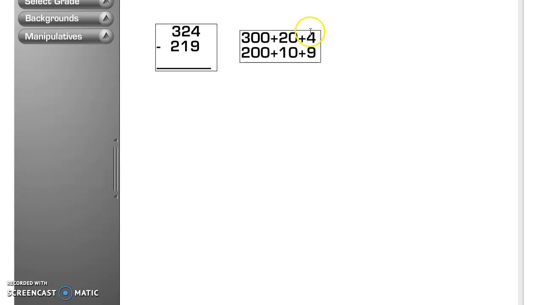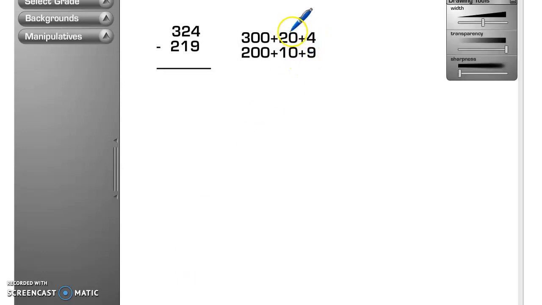We know that if we have 4, we can't take away 9. So we're going to have to borrow from the 20 and make this a 10, and make this a 14. So 14 minus 9 is 5, 10 minus 10 is 0, 300 minus 200 is 100. So my answer is 105.